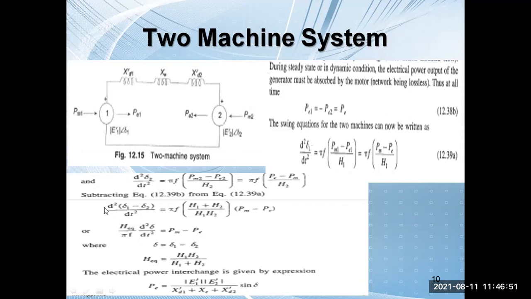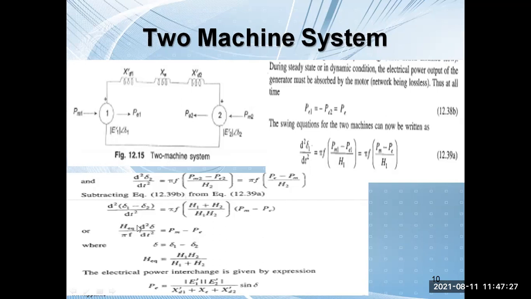Now let us say we are taking d2 delta 1 minus delta 2 by dt square. That means we are taking the difference of these two, this equation minus this equation. So this is pi f into Pm minus P, and here this minus will come. Now this minus and this delta 2 minus, both minus becomes plus. That's why it is 1 by H1 plus 1 by H2. So finally we are getting H1 plus H2 by H1 H2. This thing we are writing as H equivalent.